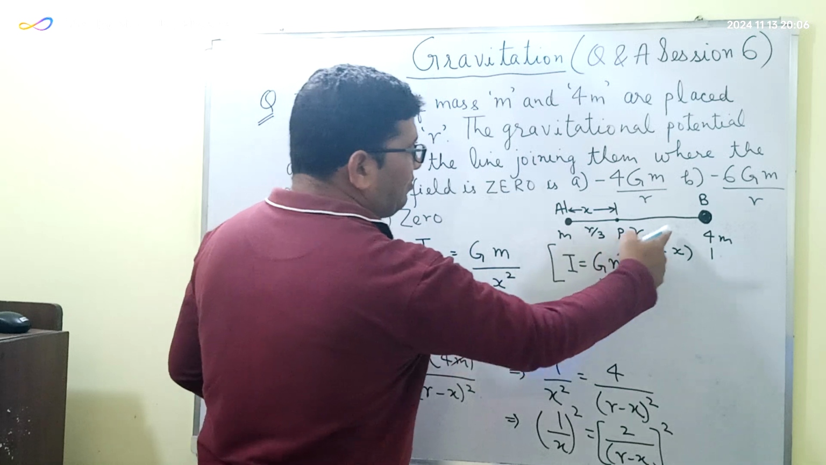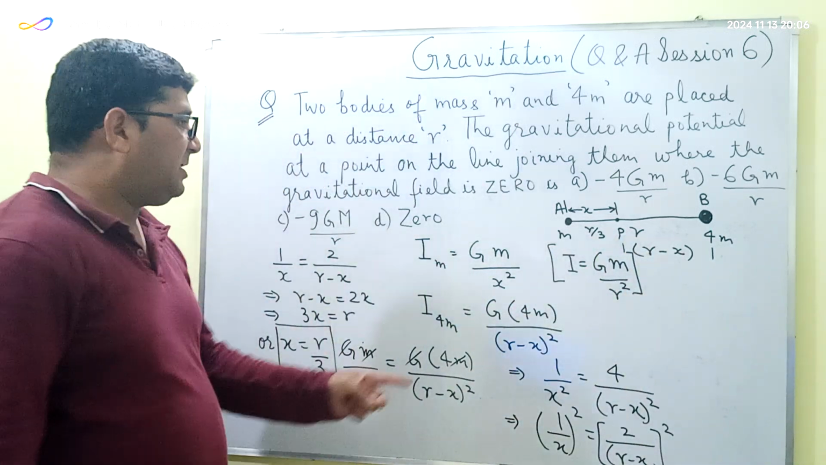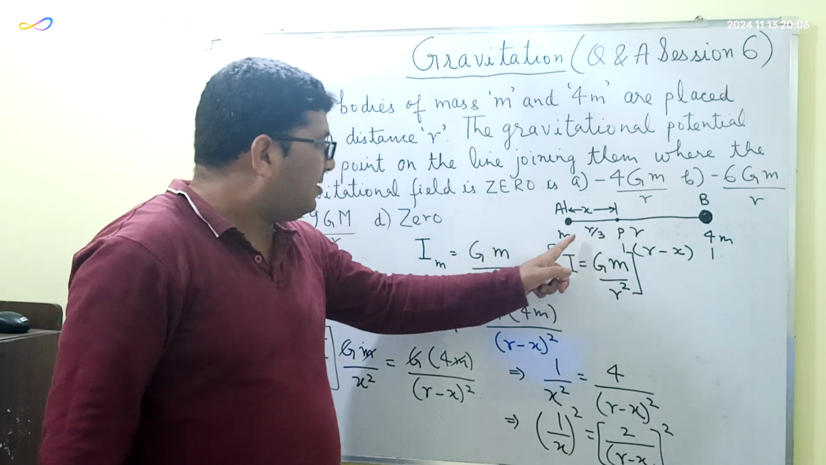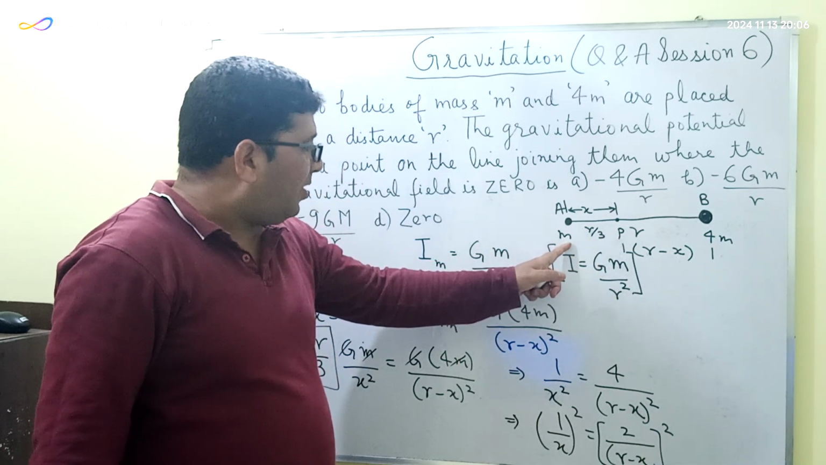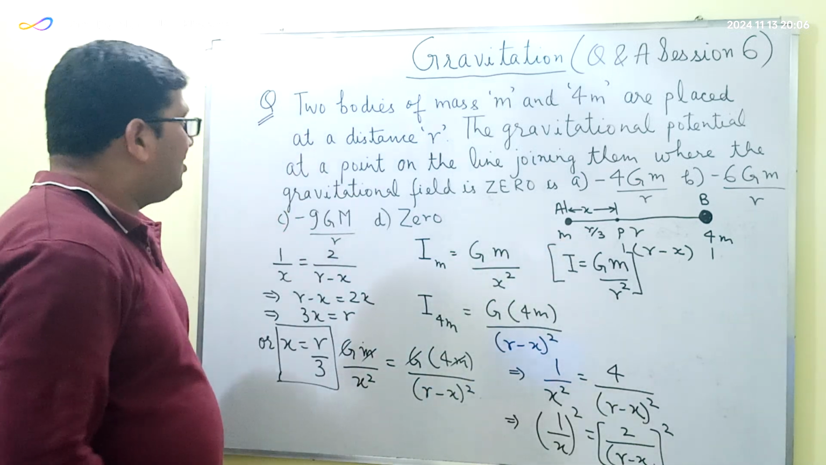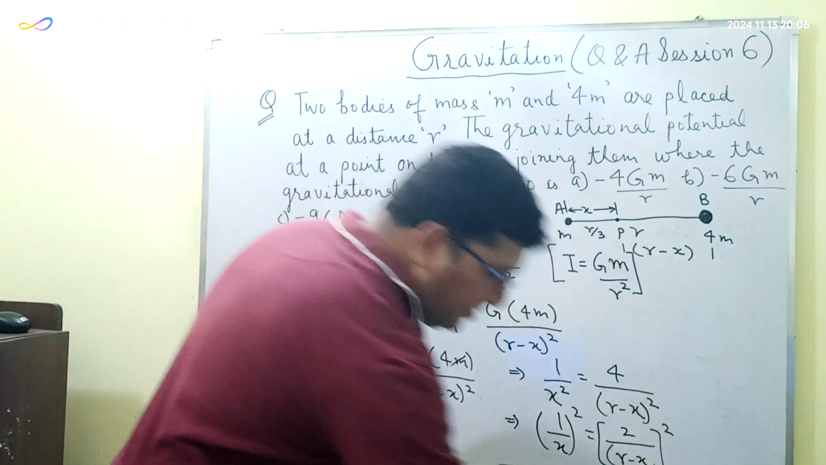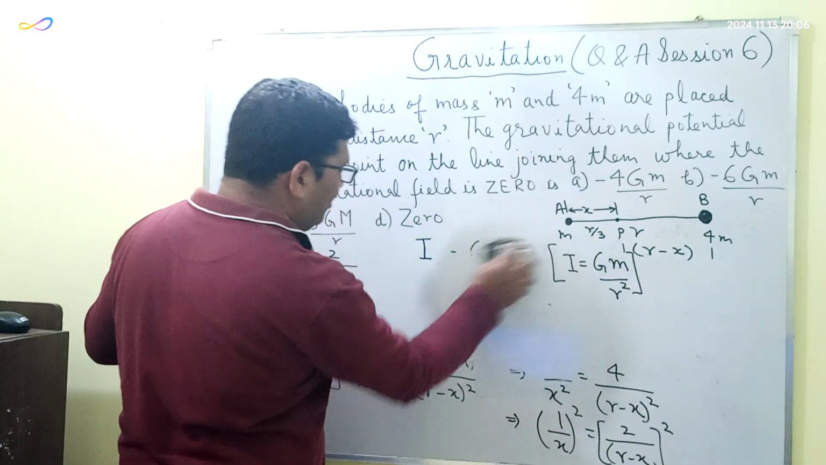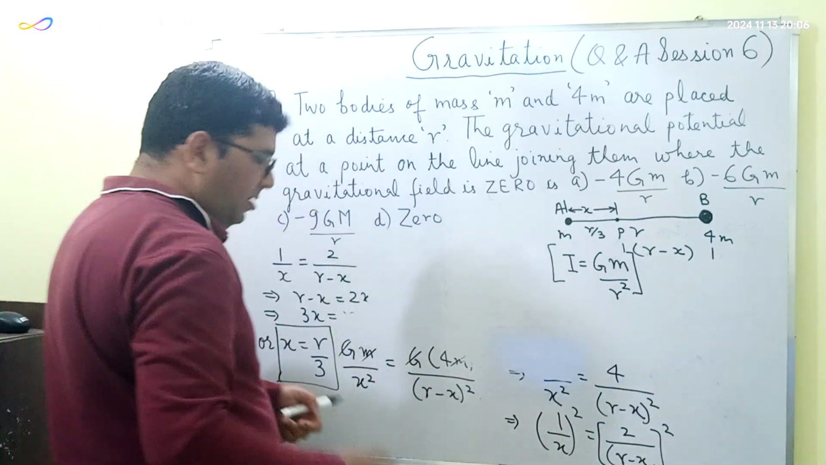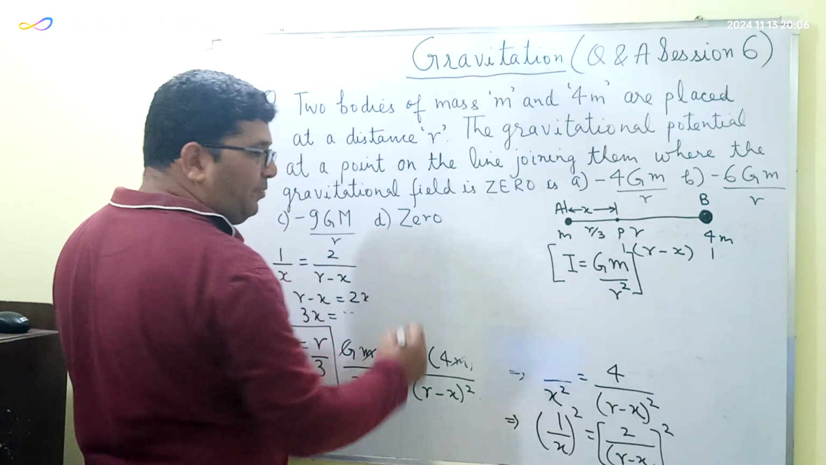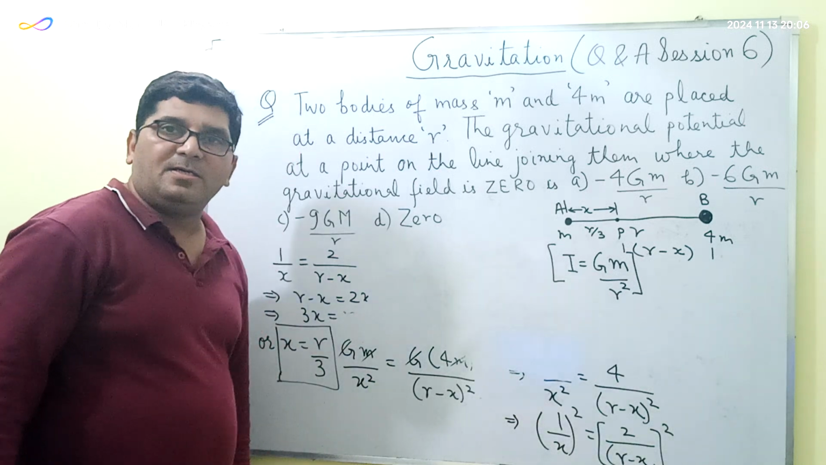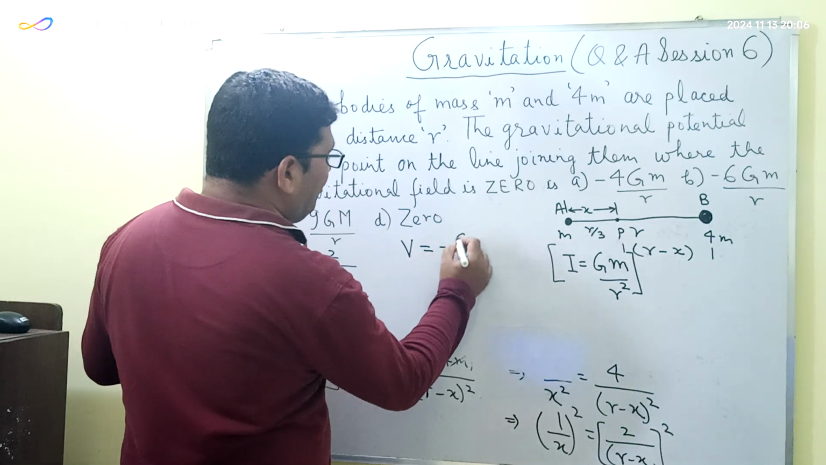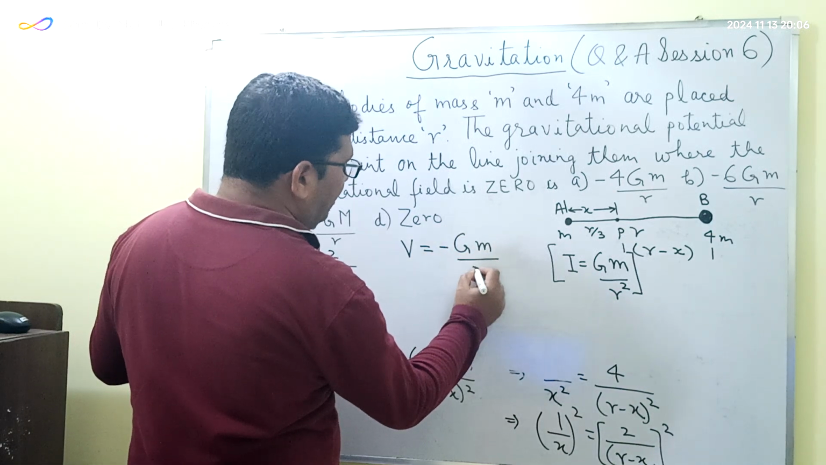If this is r by 3, then the other distance will be r minus r by 3. So the gravitational field will be zero at a distance of r by 3 from the body of mass m. Now we have to simply find the value of the gravitational potential at this point. The gravitational potential is a scalar quantity, and it has to be added with the proper sign. Gravitational potential V is equal to minus G m by r.